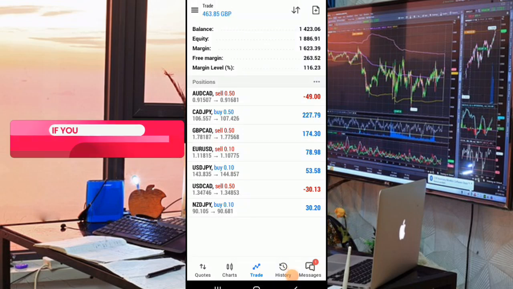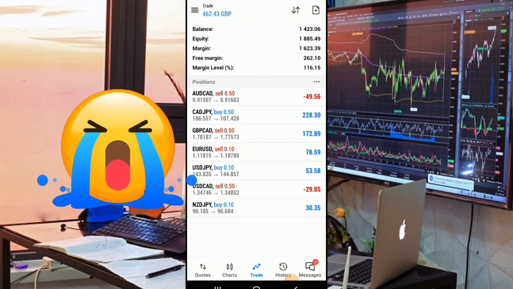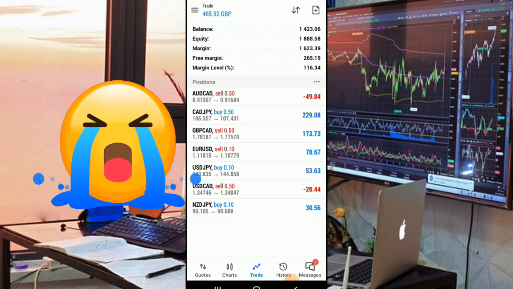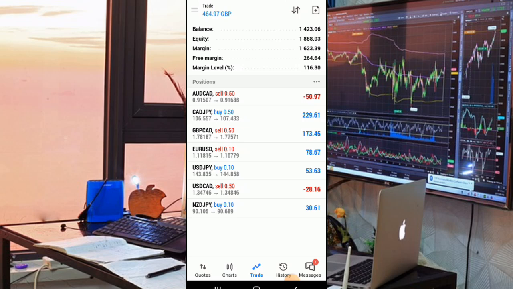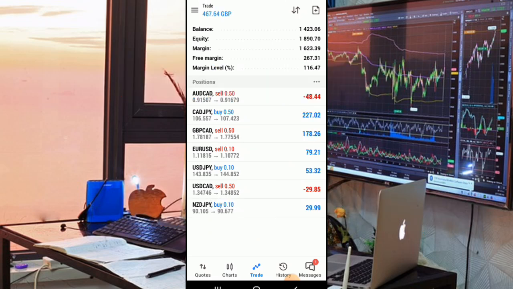Losing money on forex trading is very much heartbreaking. It's stressful. It really drains you a lot. So that's why you really need to make sure that every transaction you make, every trade you enter, is profitable to you. But you won't be doing that if you have a lot of misconceptions and the wrong ideology about forex. That's why we are here for you.